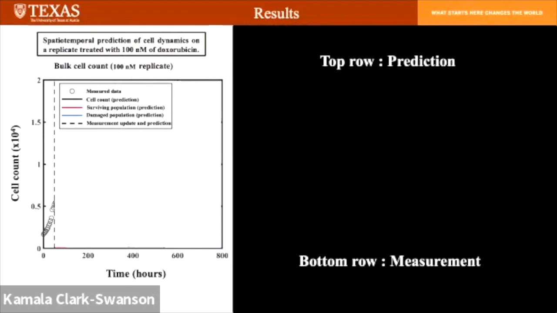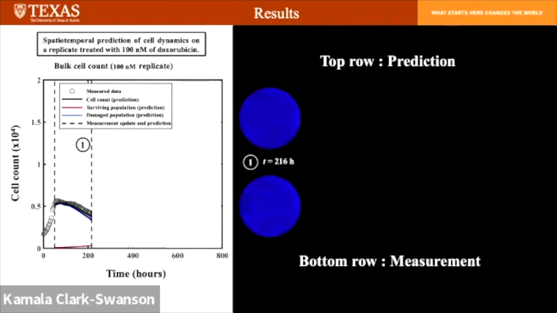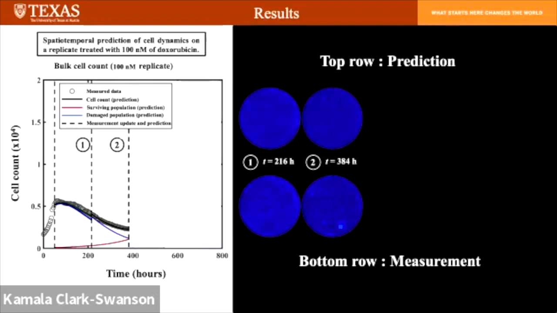Now we'll take a look at the actual predictions of spatial distribution. After the first week, this is what we have. On the bottom row, you have the measurement, the data. And on the top row, you have the prediction that we make through our pipeline, through our model. At this point, it's too early to see anything happening. So let's move on. This is the second week.